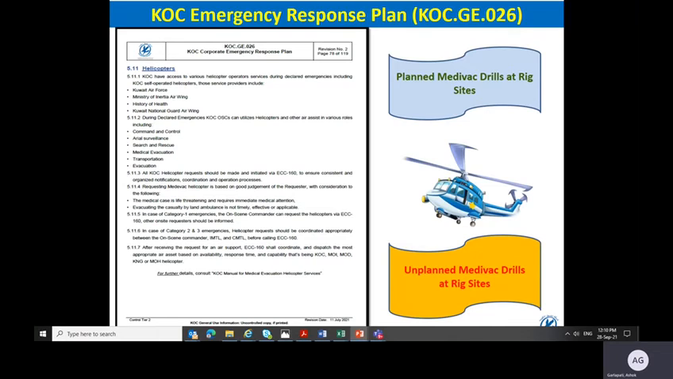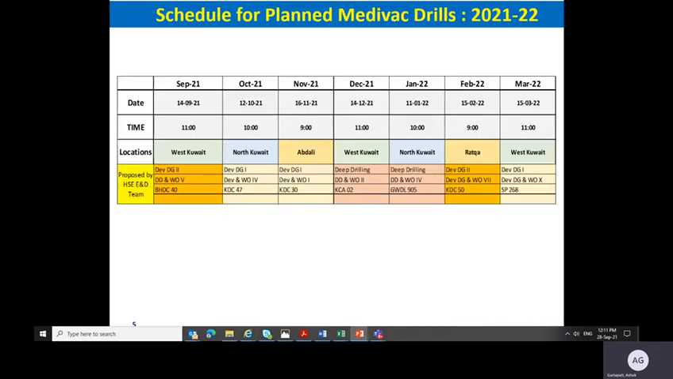In addition to two KOC helicopters, KOC has arrangements with the Kuwait Air Force, Ministry of Interior, Ministry of Health, and Kuwait National Guard helicopters as well. It is the responsibility of 160 to mobilize the nearest helicopter depending on the location of the injured person. As part of the medical drills program, the Organization Resilience Team will be conducting planned as well as unplanned drills. There will be 7 drills conducted during the year 21-22 at drilling rigs.